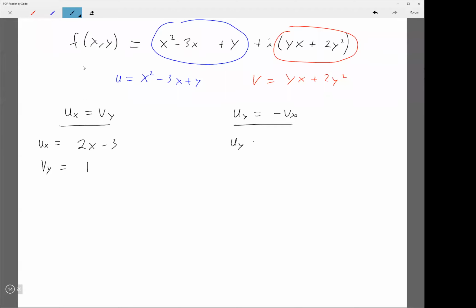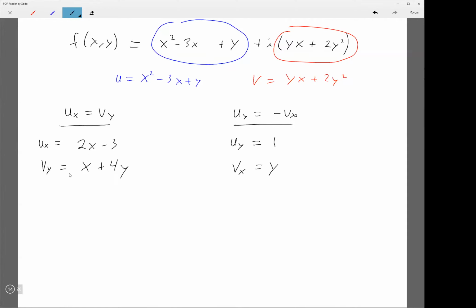Yeah, that's a v right there. This one is 1, okay? But for v, the partial here with respect to y is x plus 4y. And then the partial of v with respect to x is y. That's just it, right?